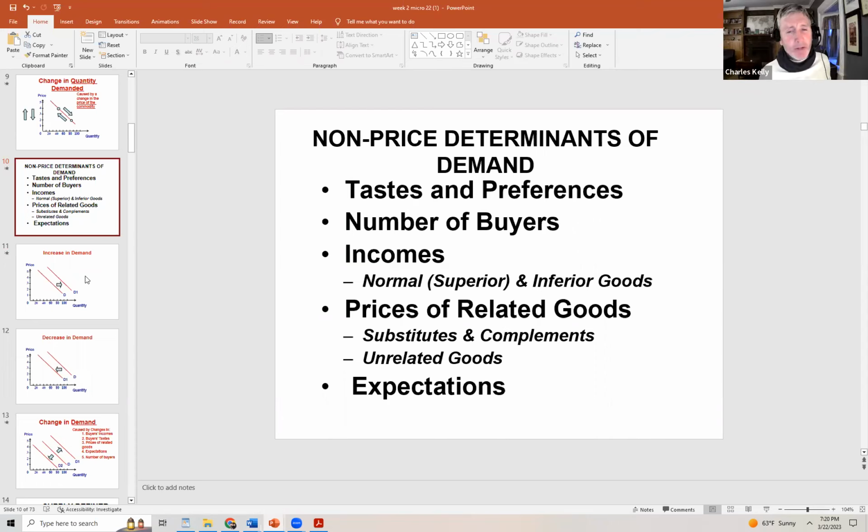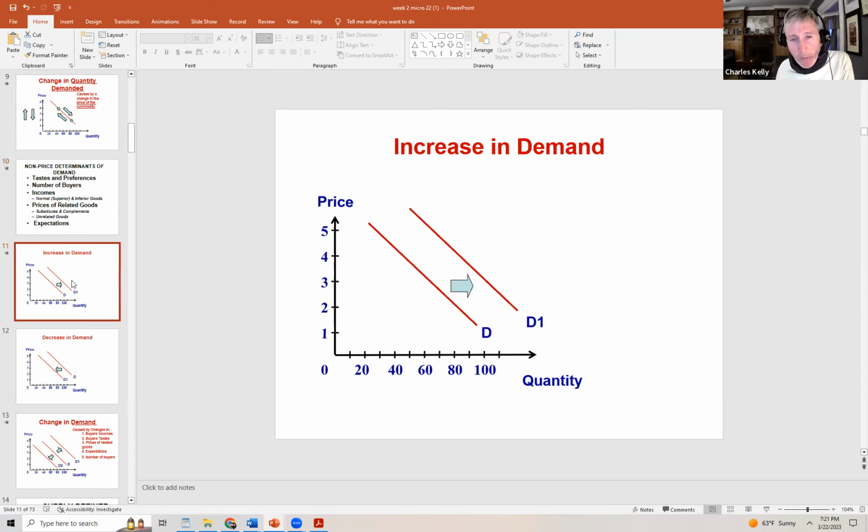So the last one, expectations. So expectations about future product price, future product availability, and future income. If you think you're going to be doing better in the near future, there's going to be an increase in demand. We talk about future income. So this is usually not the case we talk about.